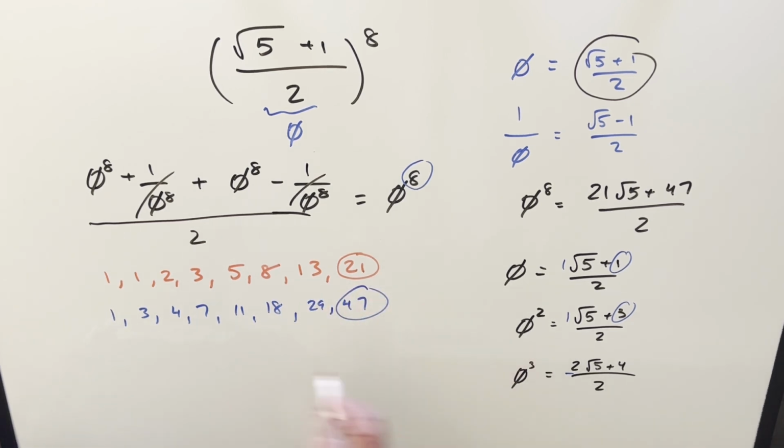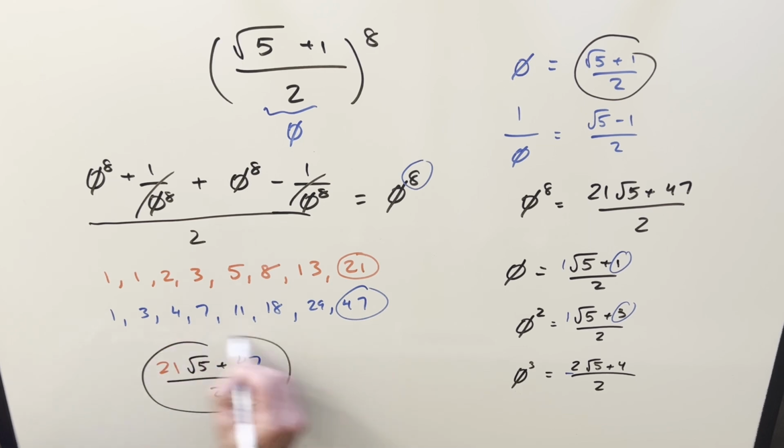So all we need to do is put it in this form. So we're going to have 21 square root of 5 plus 47, all over 2, and that's it. So anyway, there you go, golden ratio to the 8th power.